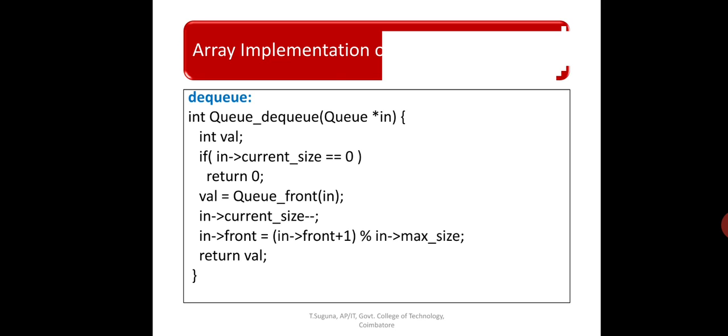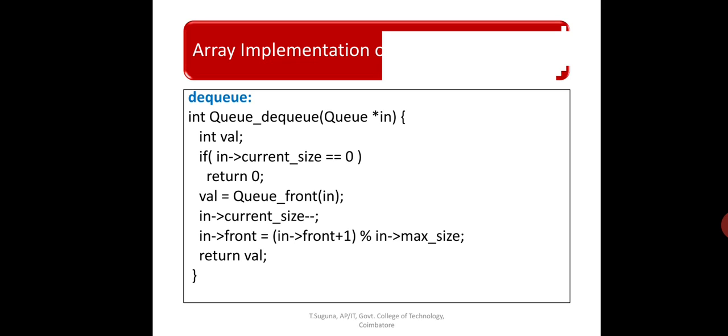Suppose the queue has values, then increment the pointer to point to the next location and delete the element. This is shown in the DQ operation. Here we are passing the pointer to the queue, then the value which we are going to delete, that is the front value. Check the condition: current size is 0. If it is 0, this makes the queue an empty queue, so simply return.